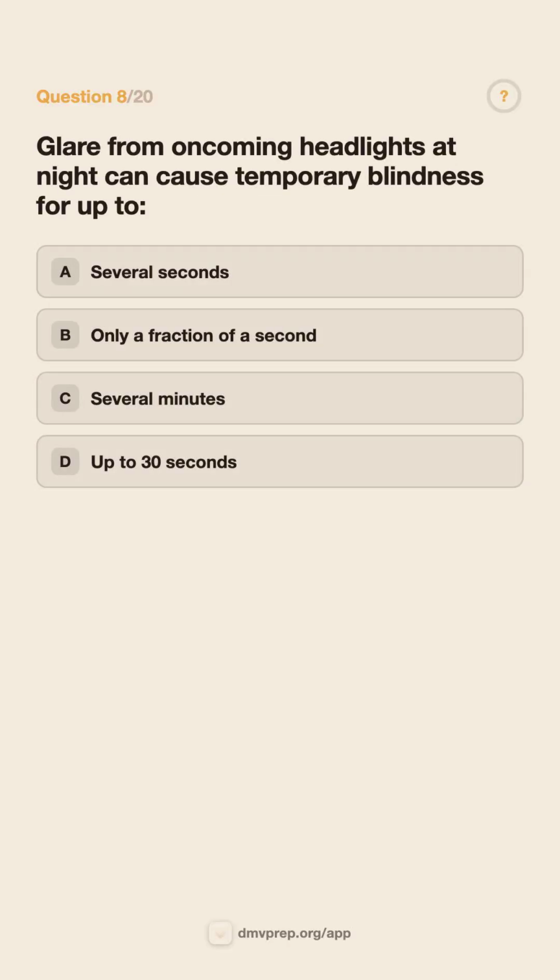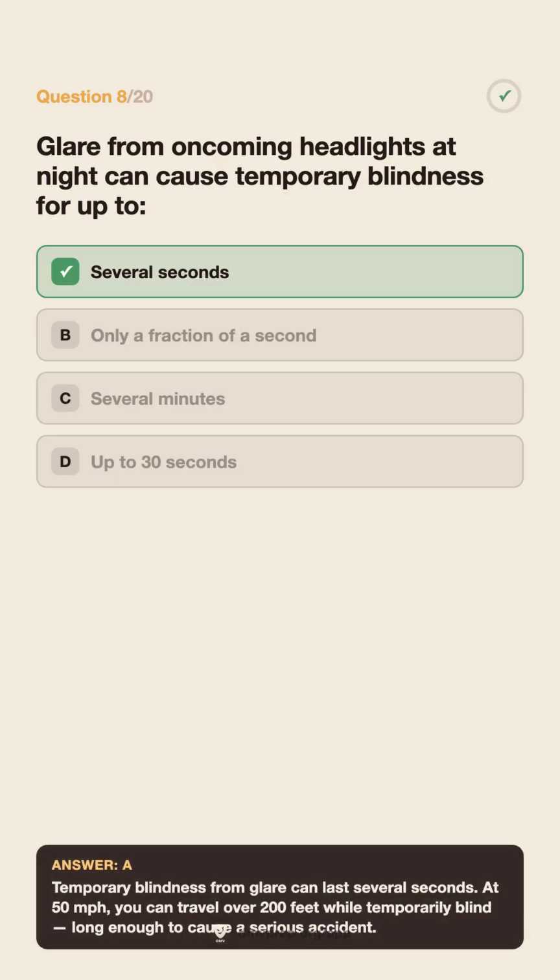Question 8. Glare from oncoming headlights at night can cause temporary blindness for up to A. Several seconds. B. Only a fraction of a second. C. Several minutes. D. Up to 30 seconds. The correct answer is A. Temporary blindness from glare can last several seconds. At 50 mph, you can travel over 200 feet while temporarily blind, long enough to cause a serious accident.